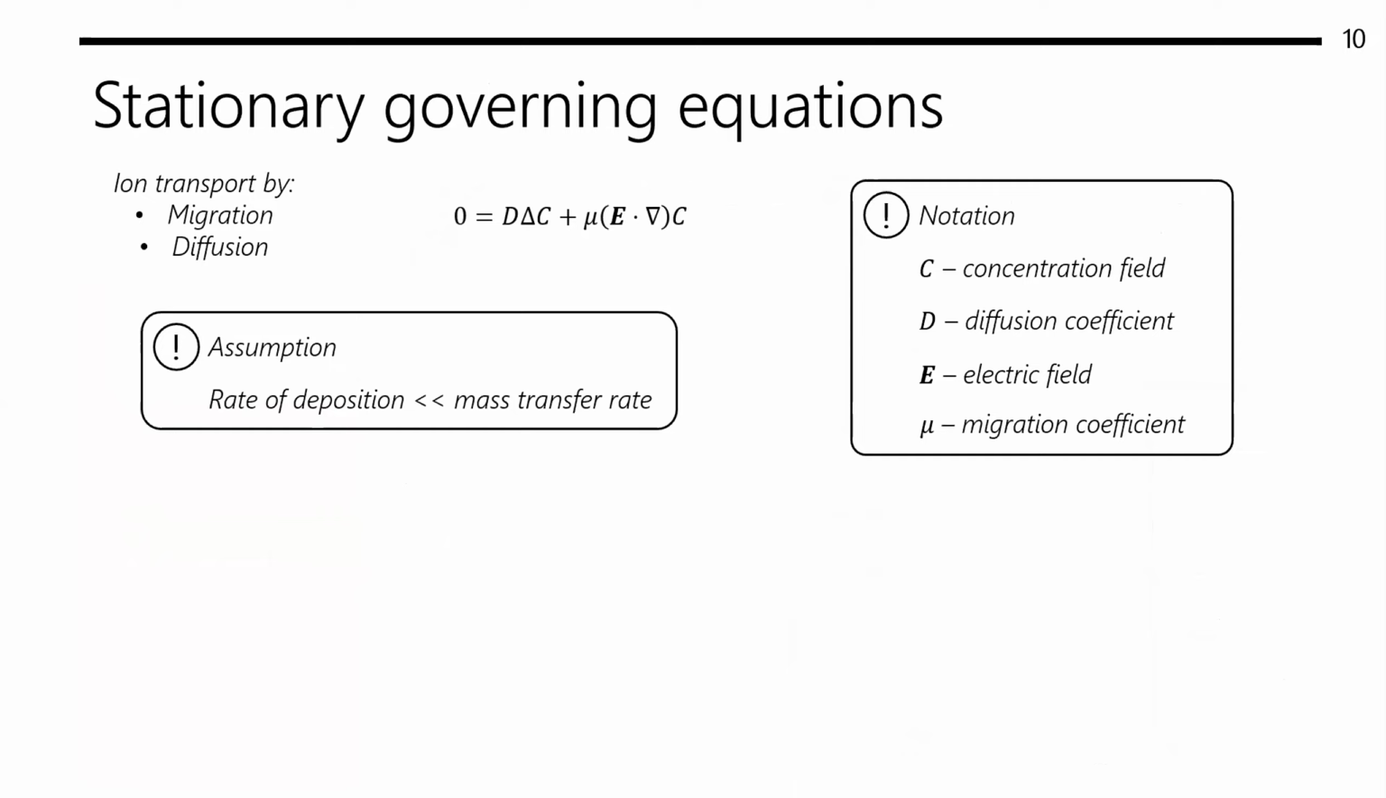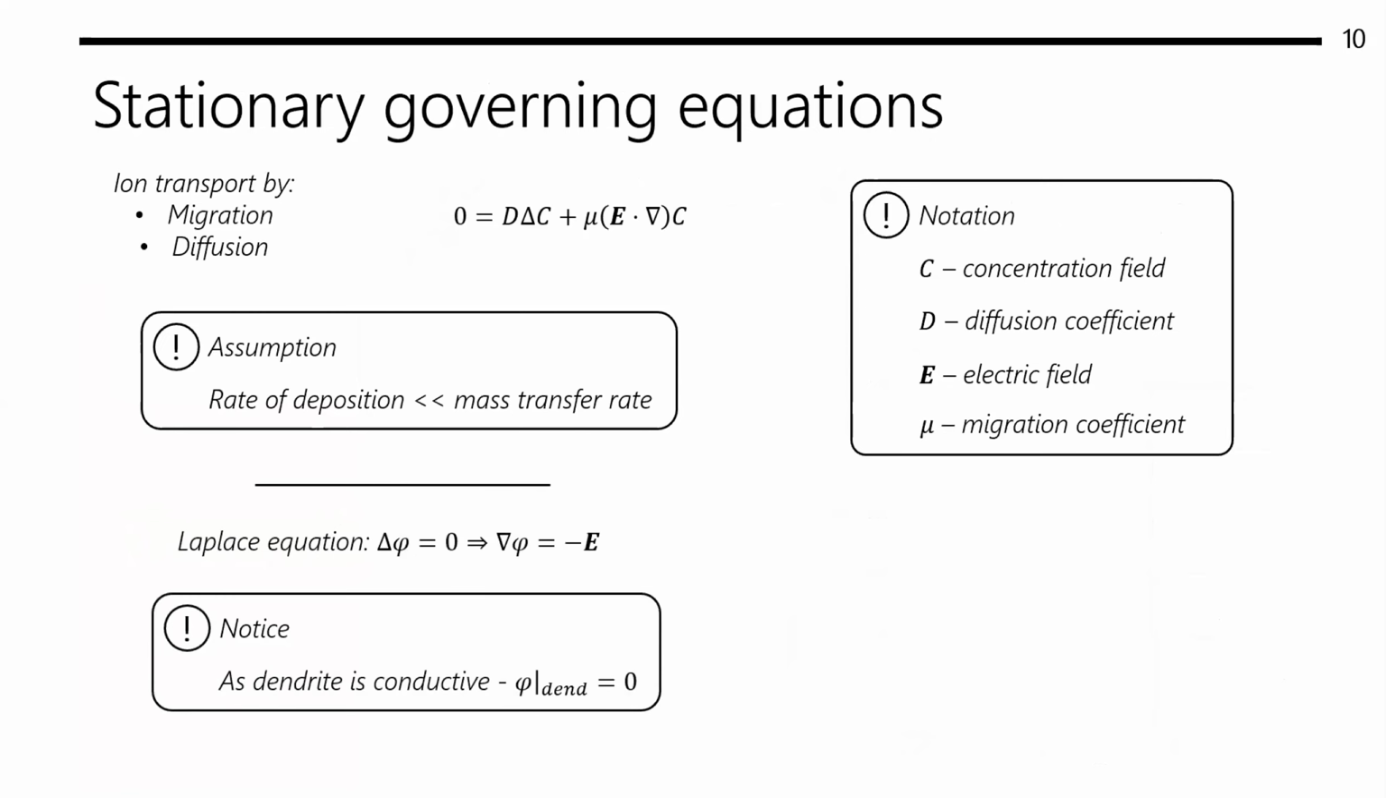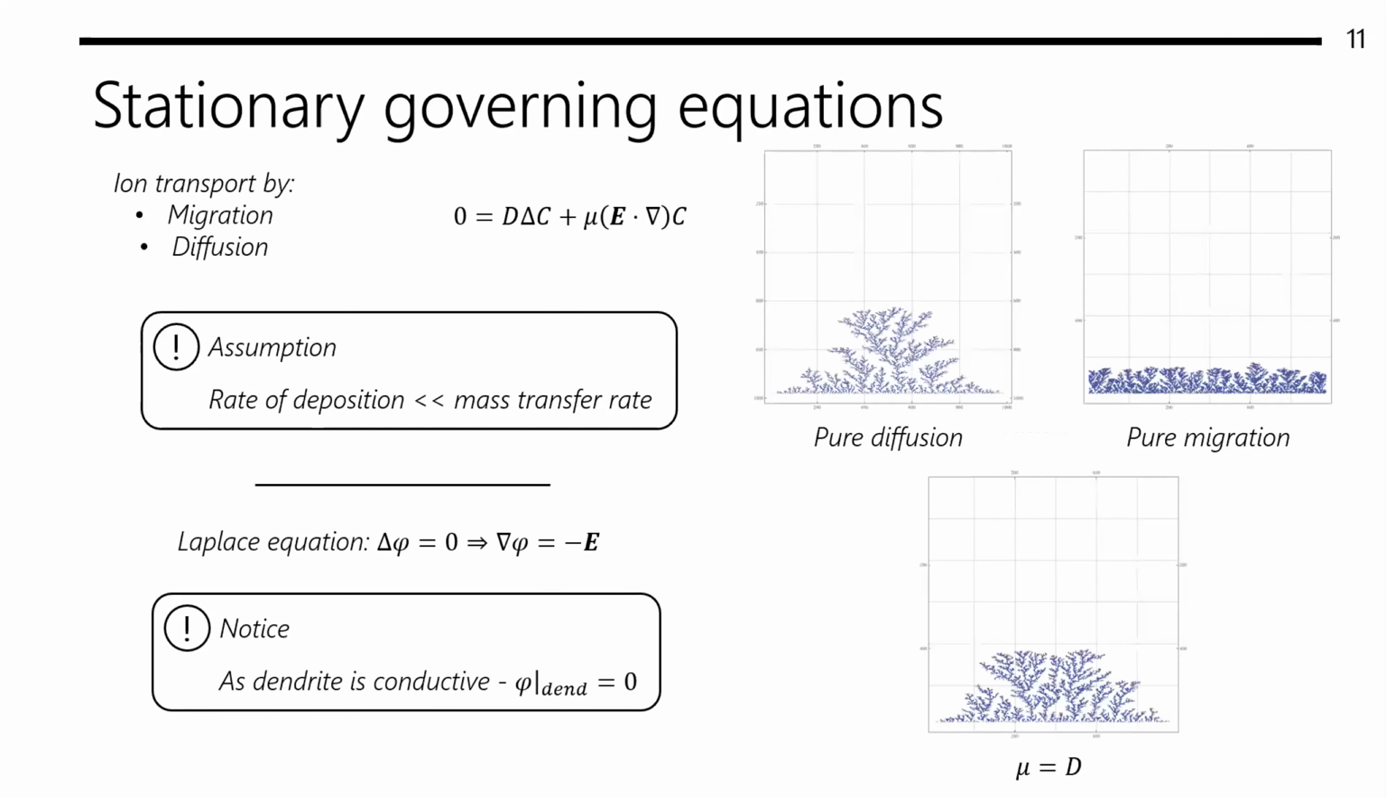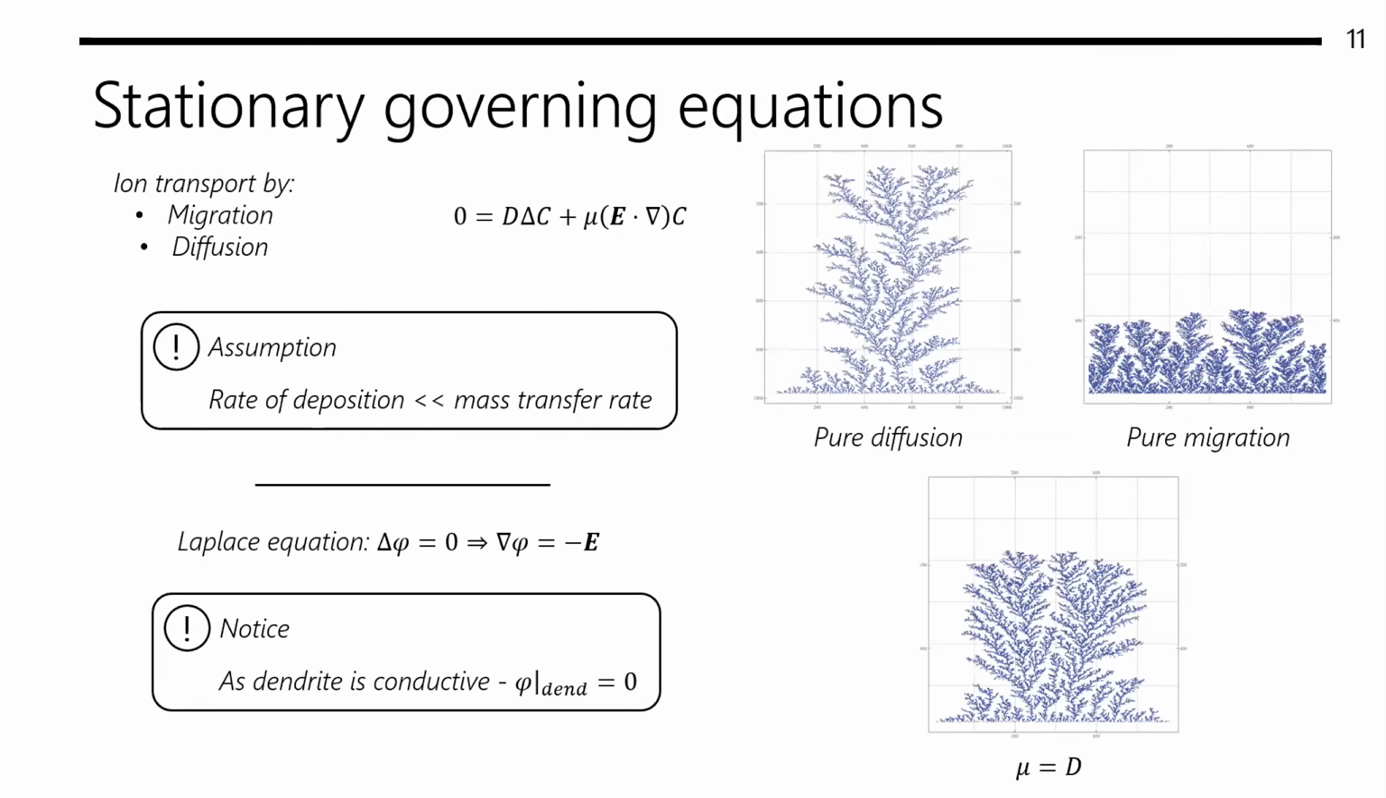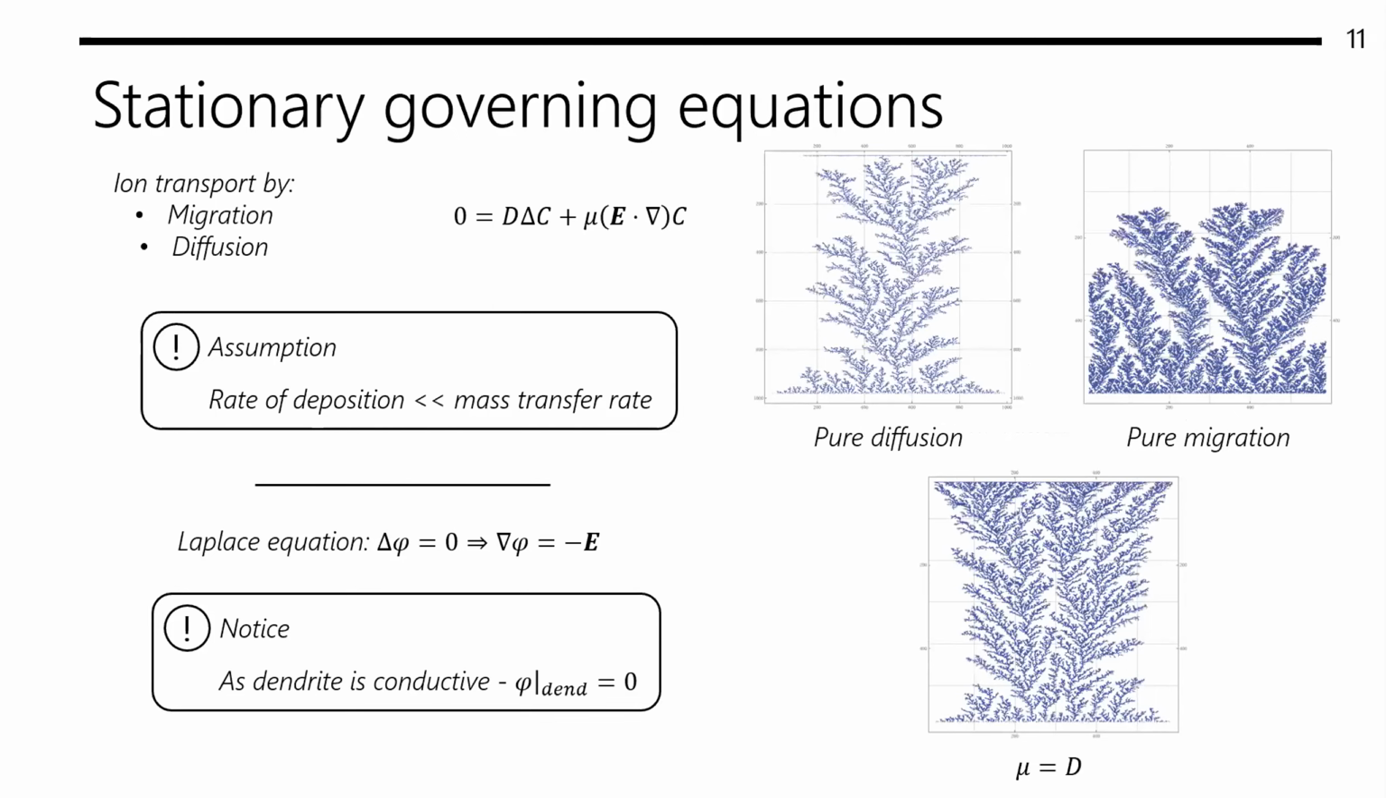So we obtain a quasi-stationary case. And also we should take into account that as our dendrite is conductive, we consider that the potential on the boundary of the dendrite is equal to 0. So we'll also be solving the Laplace equation over our lattice, and here you can see how the different ratio between the diffusion term and the migration term influences the overall shape of the dendrite.